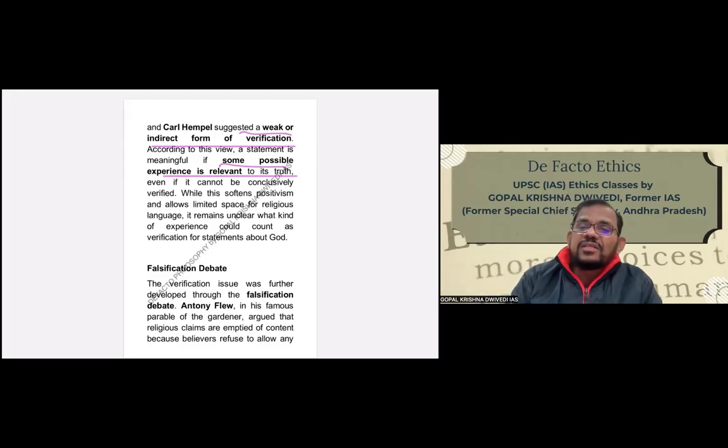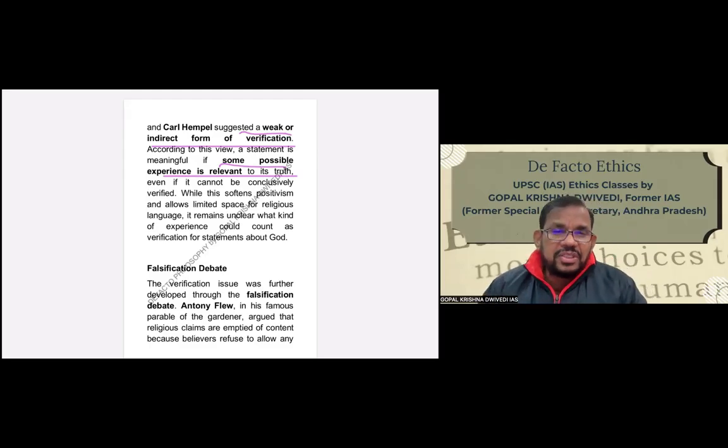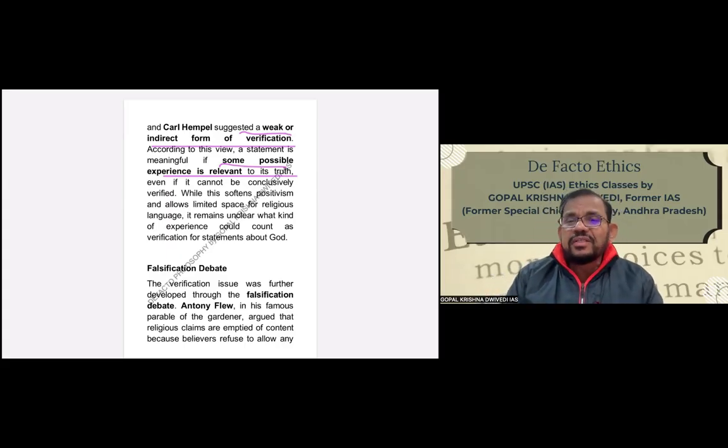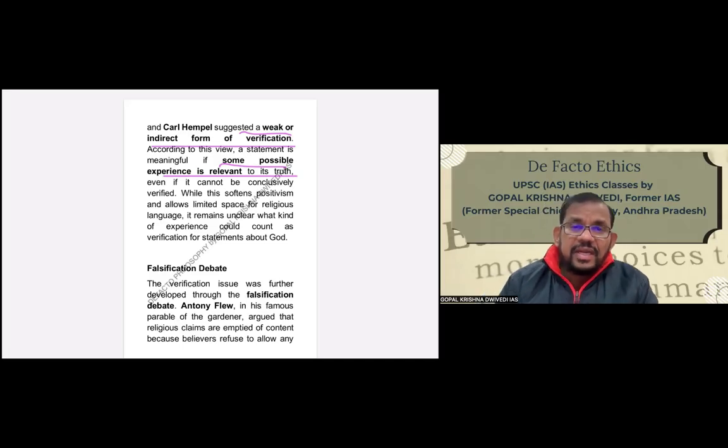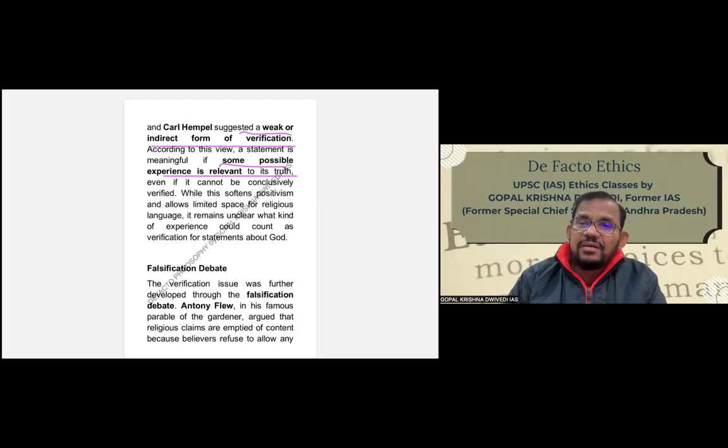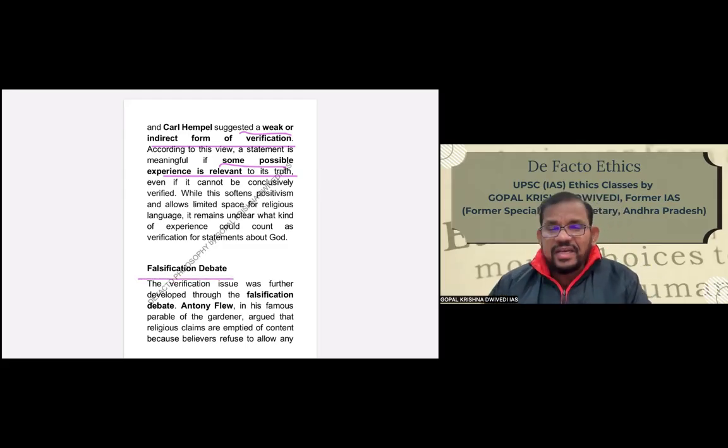Now, this has softened the verification principle of logical positivism tremendously, because it questions their own theory. If they keep on giving concessions, their own theory becomes inconsistent. But still it has given a little better understanding and meaning of religious language. Now, subsequently came the falsification debate.